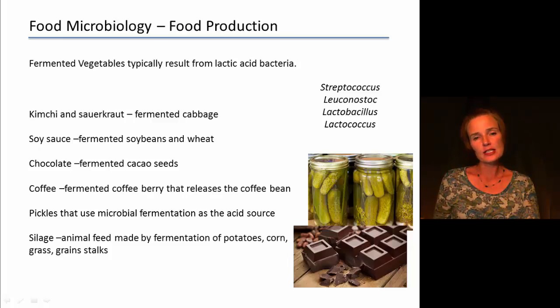The last one here is an animal feed product. So we don't just have human consumption products on our list here for fermented vegetables. Silage is something that is used for animal feed. This is fermentation of potatoes, corn, grass, grain stalks, a variety of different components that are fermented, and then this product is fed to animals.